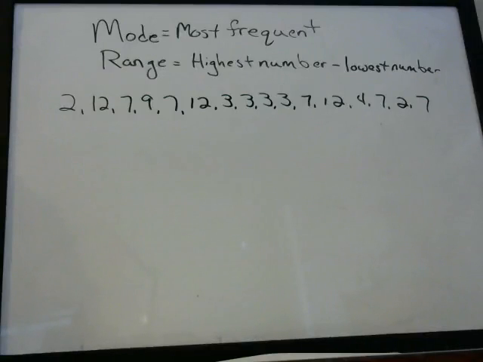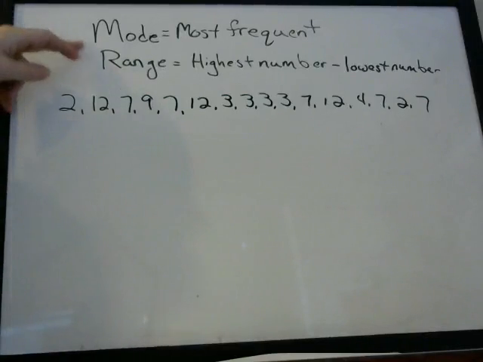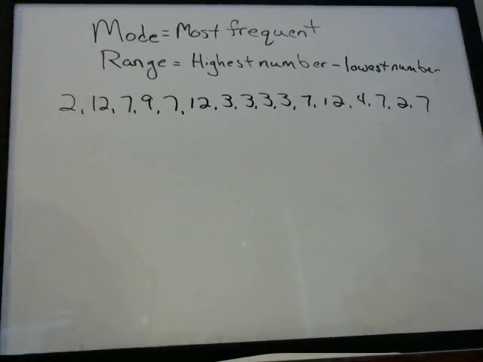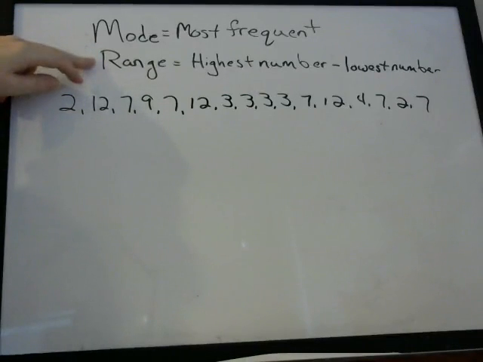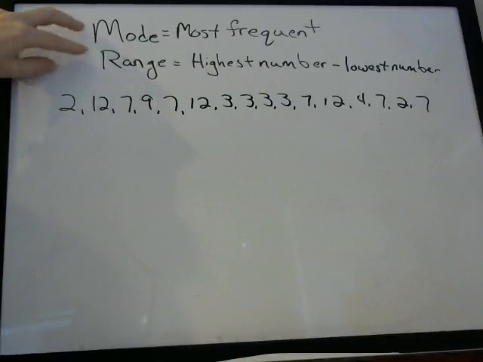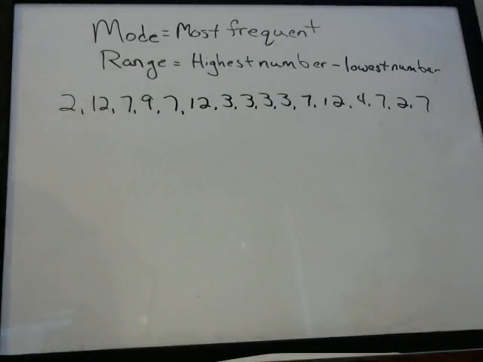In this video, we're going to talk about two concepts, the mode and the range of a data set. The mode is the number, or which piece of data in your data set, is the most frequent, which means which one occurs most often. The range is simply the highest number minus the lowest number in your data set. These are actually two very simple concepts, so you don't want to get these wrong on the test.